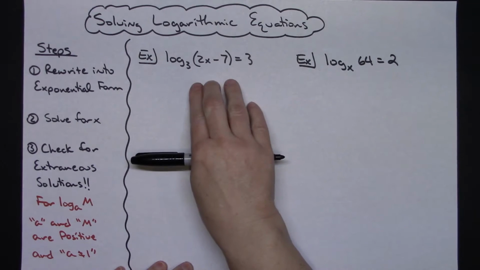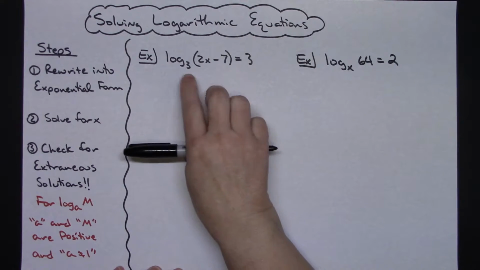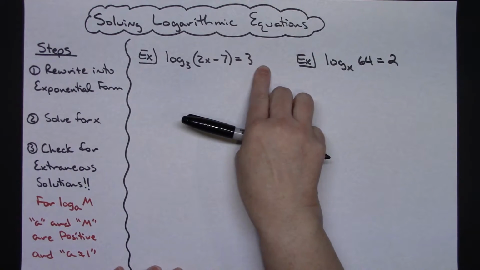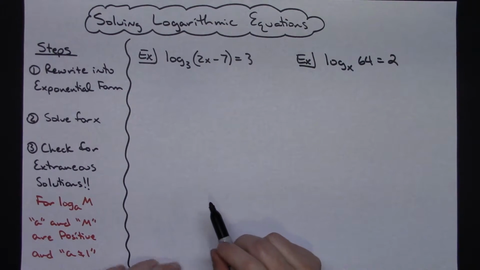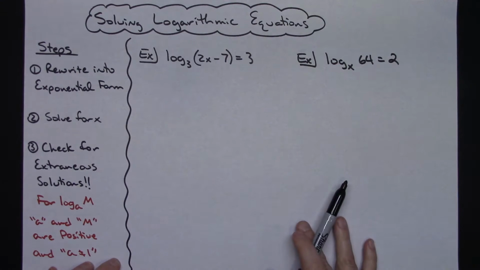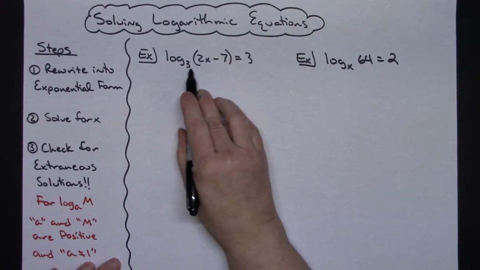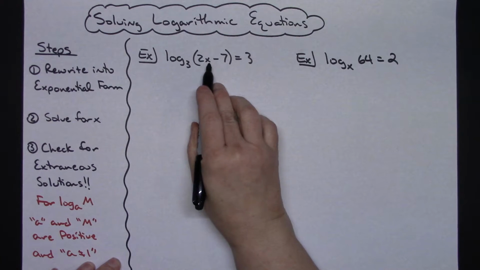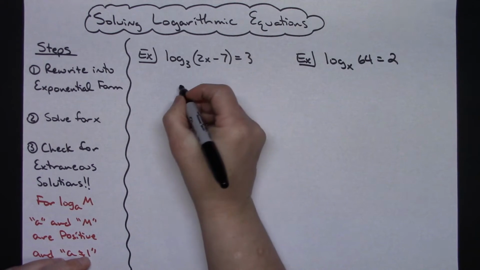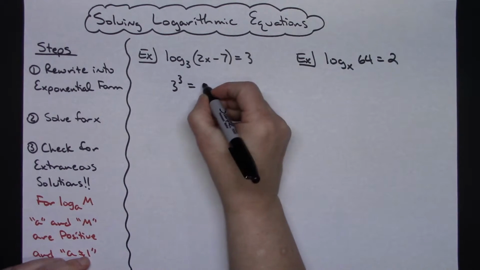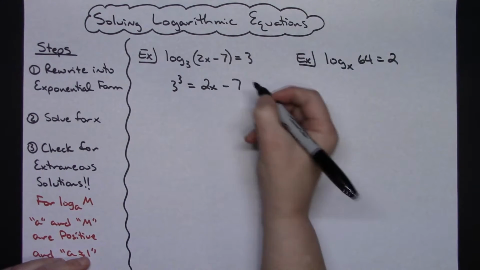So for my first example, I am going to solve the log of 2x minus 7 base 3 is equal to 3, and I am going to solve this for x. Step 1 said to rewrite into exponential form. So that's going to be 3 raised to the 3 equals 2x minus 7. So that's going to be my exponential form.